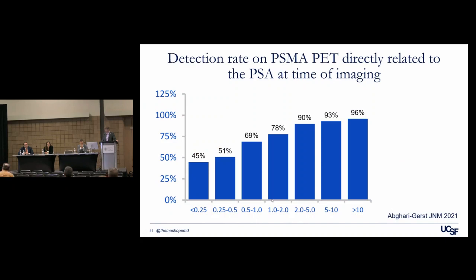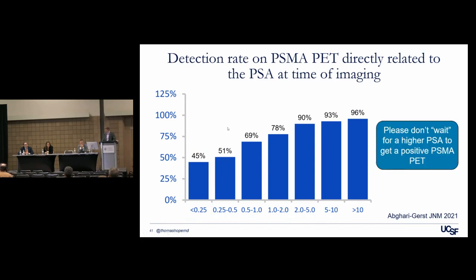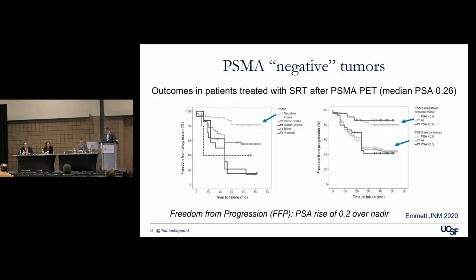I think the idea here is fairly straightforward: as your PSA goes up, your detection rate goes up. So the higher your PSA is, the more likely you are to see disease. But there's always this question of when should I get a PSMA PET? What PSA should I use to trigger my PSMA PET? And I sort of want to say, in general, don't wait for a higher PSA to get a positive PSMA PET. In essence, it's like waiting for our patient to get metastatic disease before we try to look for metastatic disease. It's probably the wrong way to think about this, but a lot of people will say, oh, I need to get a PSA of 0.5 because I want to have a PSMA PET that's positive. And let me show you why that's probably not a good idea.